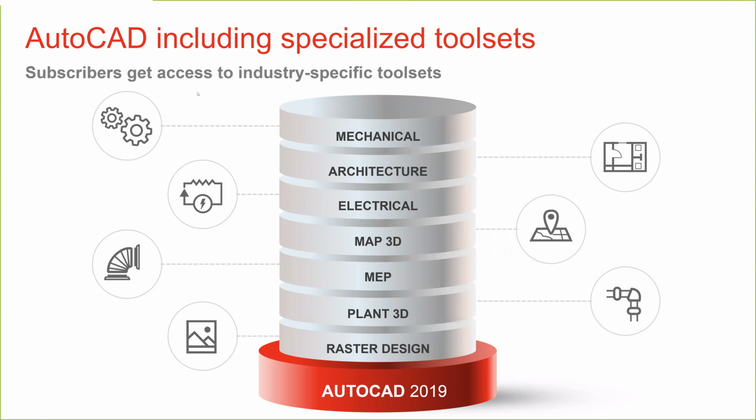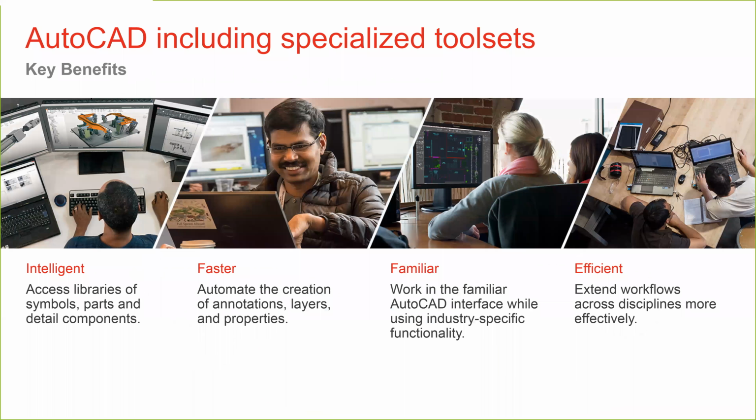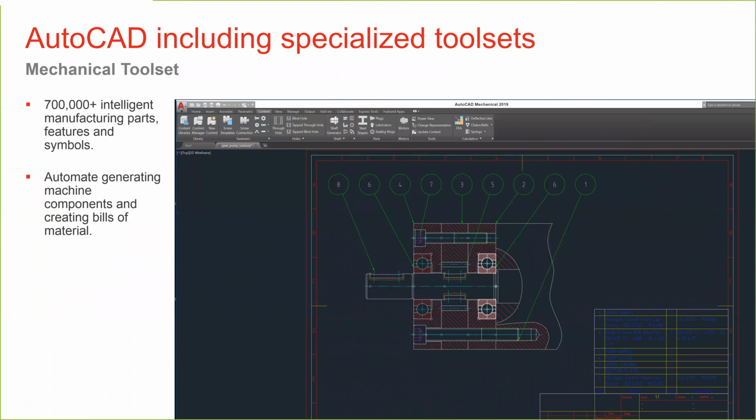We will start with the mechanical tool set, which gives you access to over 700,000 intelligent manufacturing parts. This helps you in your manufacturing designs and in the documentation process of your mechanical designs as well. You are able to speed up your design by automating your engineering tasks. That is, when you have to generate machine components, dimension, and create bills of materials, you are able to automate these processes easily.